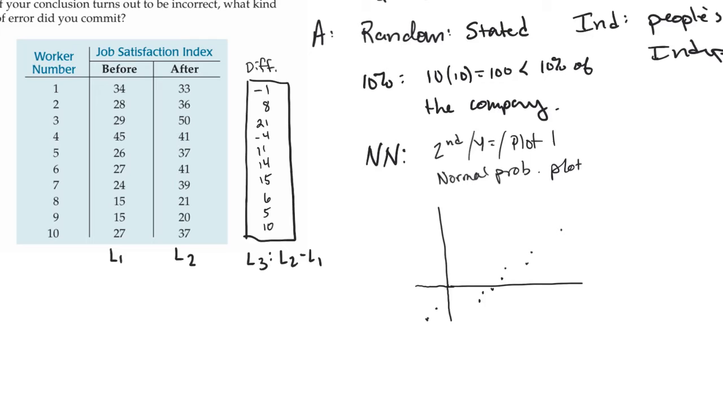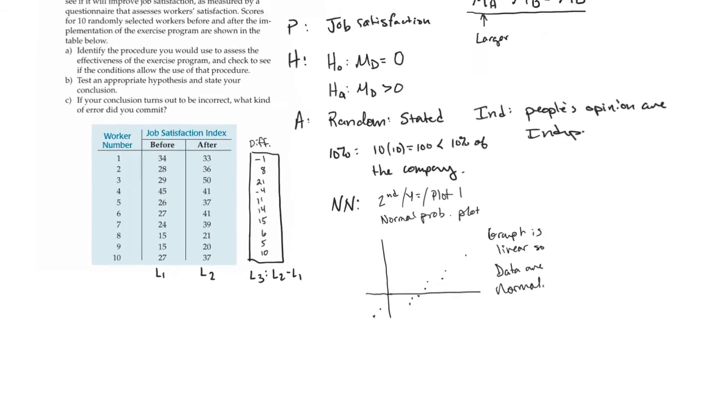And remember, what we want to look at is, is this a straight line? It looks pretty straight to me. It's not curved at all. So you can say the graph is linear. So data are normal. As long as this graph is straight, then you know it passes the nearly normal condition. Okay, so let's keep on going.